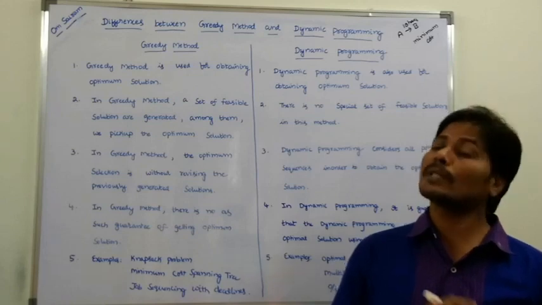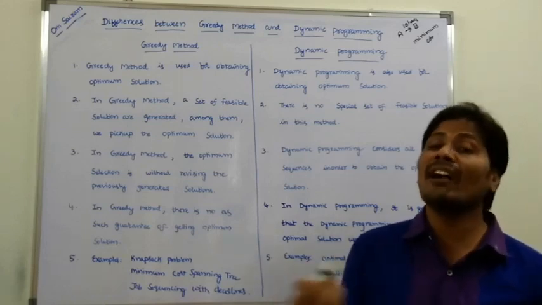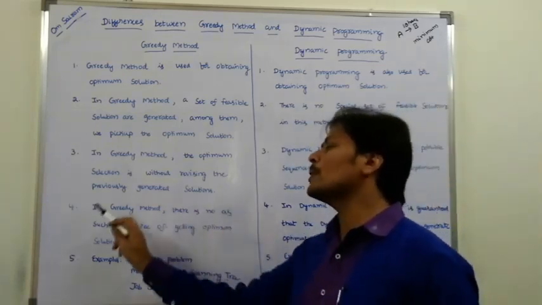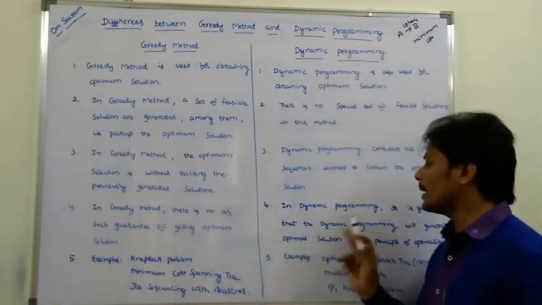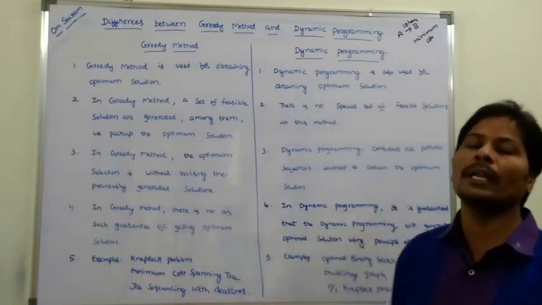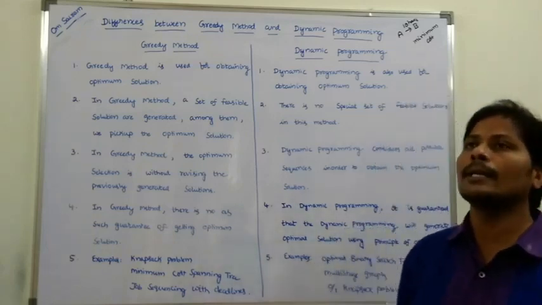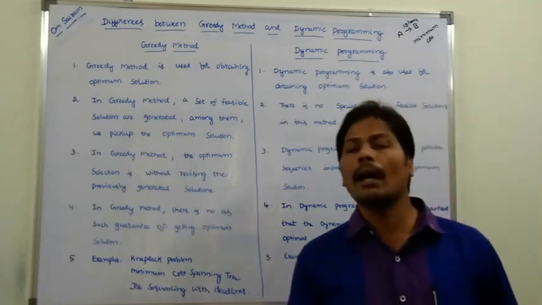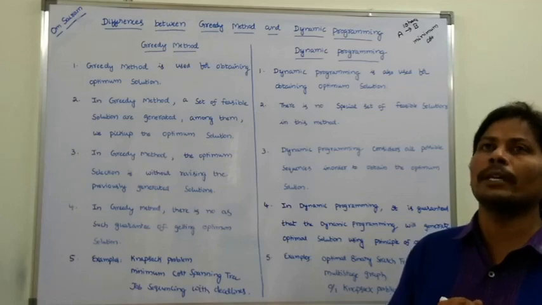Some problems may get the optimal solutions, some problems may not, because there is no use of the principle of optimality. But in the case of dynamic programming, we use the principle called the principle of optimality. Because of this principle, we may guaranteedly say that we may get the optimal solution. So what is the principle of optimality?